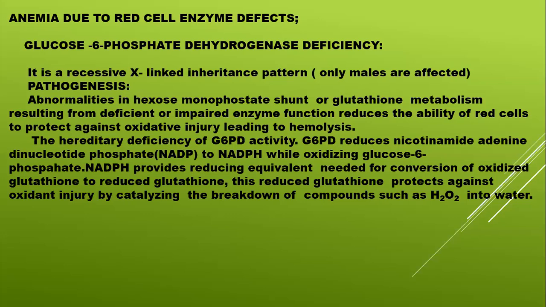The hereditary deficiency of G6PD, or glucose 6-phosphate dehydrogenase, activity. G6PD reduces nicotinamide adenine dinucleotide phosphate into NADPH while oxidizing glucose 6-phosphate. So this reduced form provides the reducing equivalents needed for conversion of oxidized glutathione to reduced glutathione. This reduced glutathione protects against oxidant injury by catalyzing the breakdown of compounds such as H2O2 into water.